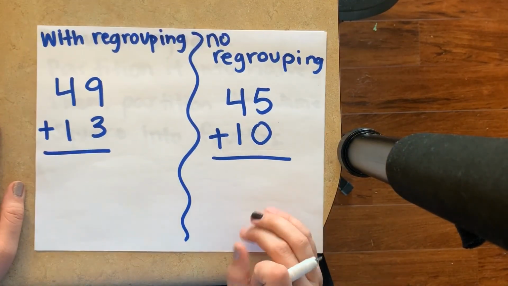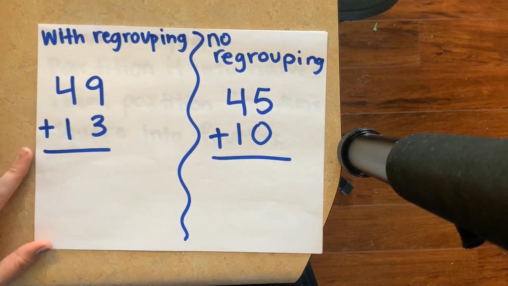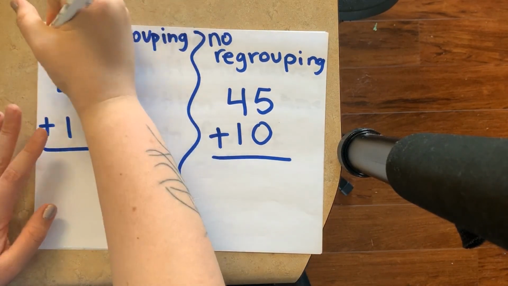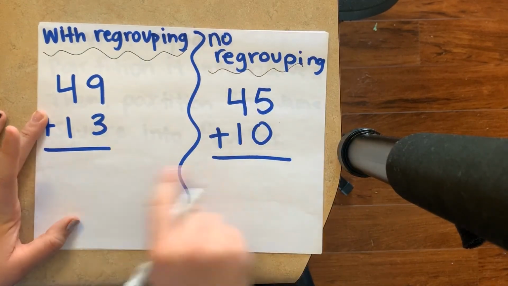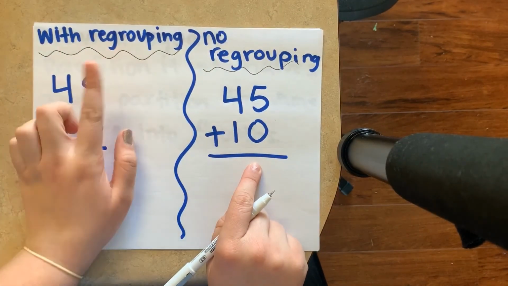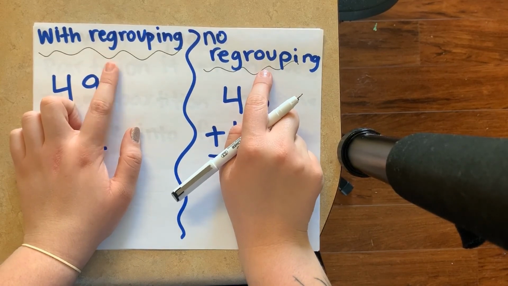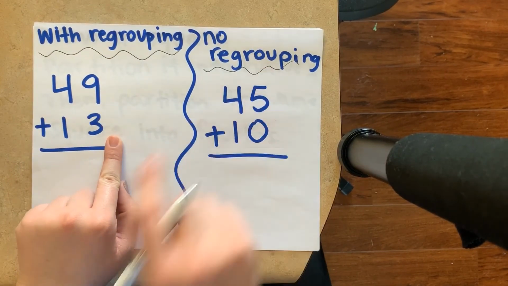I've had a couple people ask me about these kinds of questions on the Math Magic packet that you've been getting. These aren't the exact questions, but I'm going to show you what it looks like when you have to regroup and when you don't have to regroup. So we're going to do this one first.